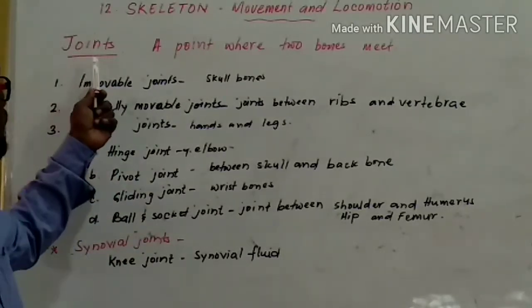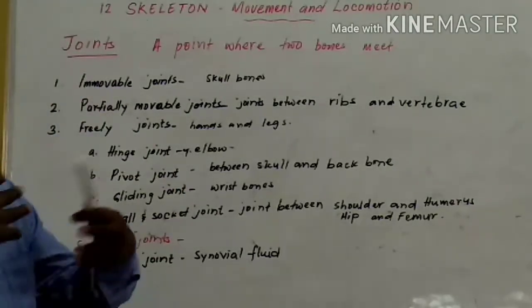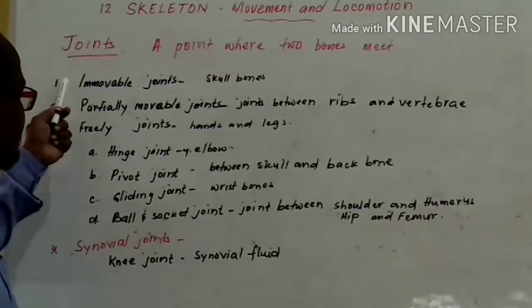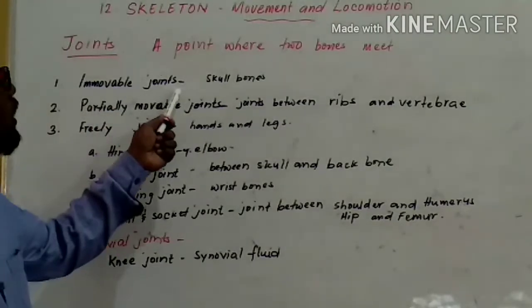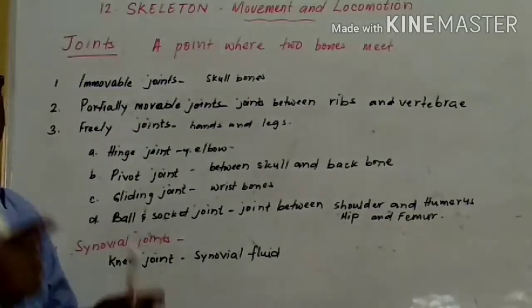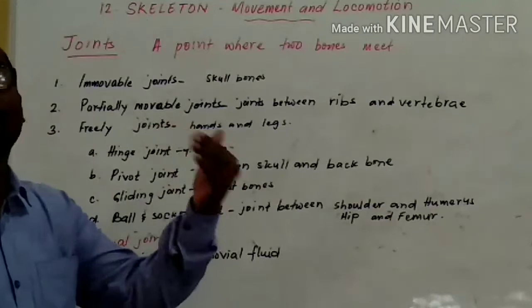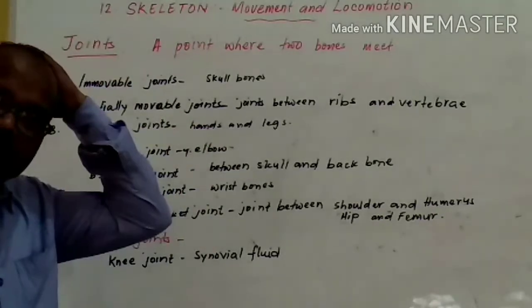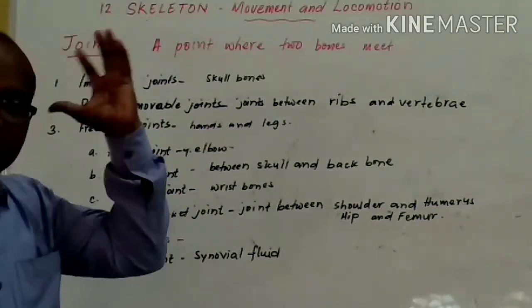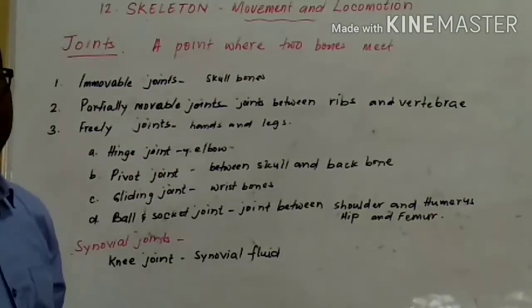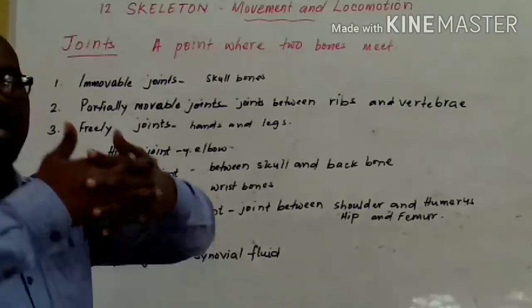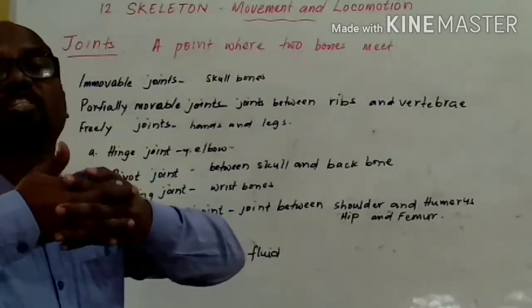On the basis of movability, there are three kinds of joints. First one is immovable joints. These joints do not move. They don't allow any movement. For example, the skull, the cranium. Cranium is made up of 8 bones, and they are so connected. These joints are called sutures.